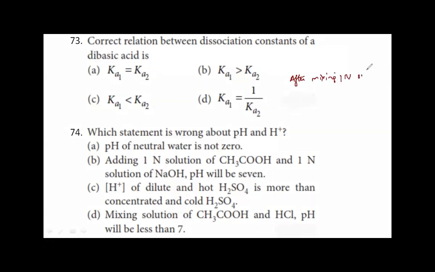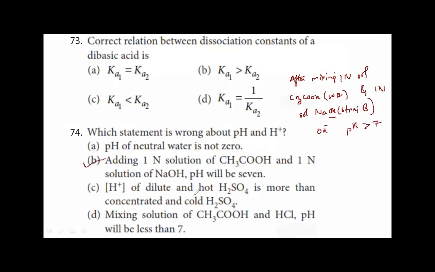one normal solution of CH3COOH. What is CH3COOH? It is a weak acid. And one normal solution of NaOH. What is NaOH? Strong base. The resulting solution will have what? It will have more OH minus ions. So pH will be more than 7, higher than 7. So this is the wrong statement about pH.